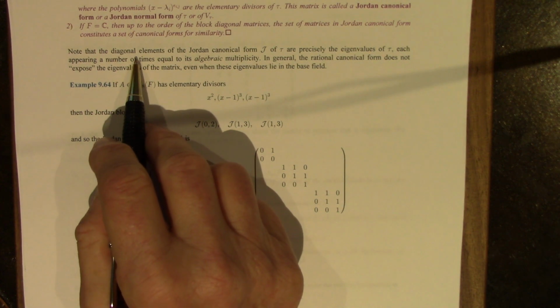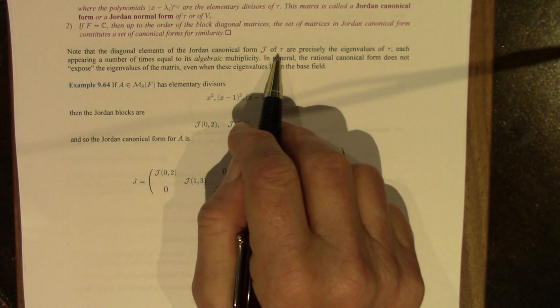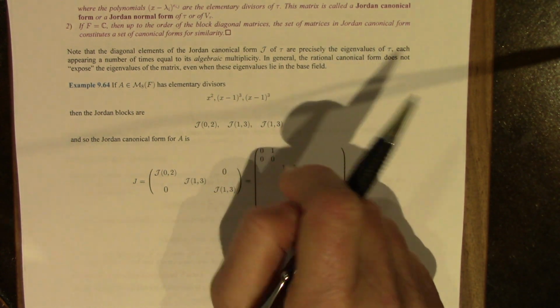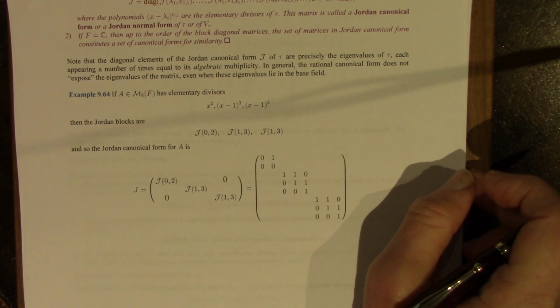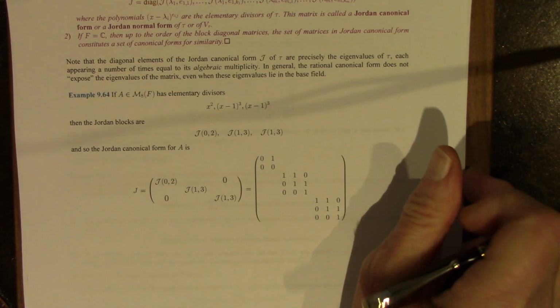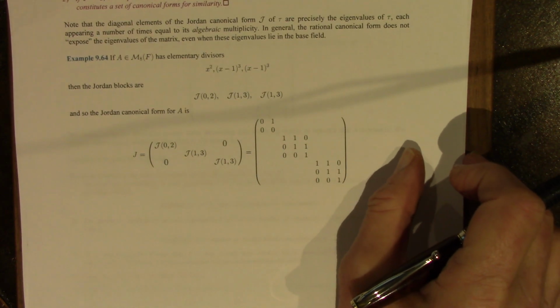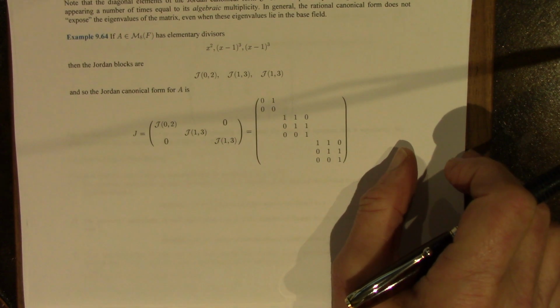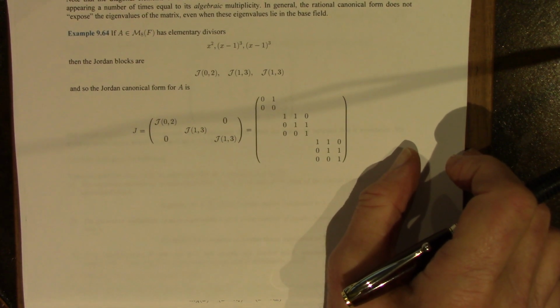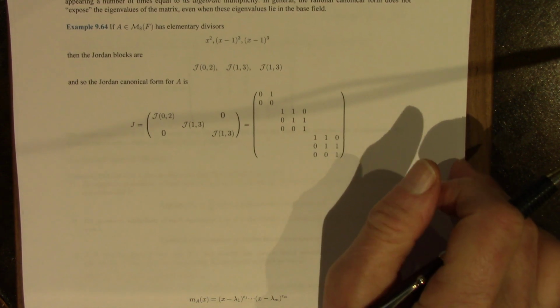Note also that the diagonal elements of the Jordan form are precisely the eigenvalues of tau, each appearing a number of times equal to its algebraic multiplicity. It's also the case that the number of blocks is the geometric multiplicity, just as it was for the rational canonical form.